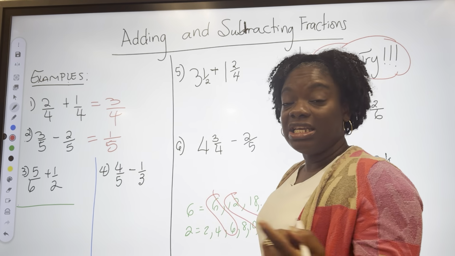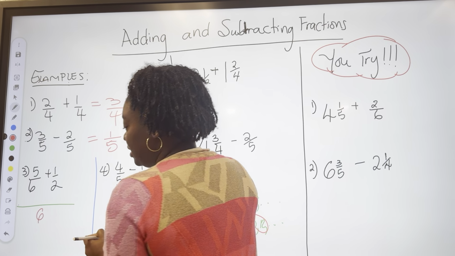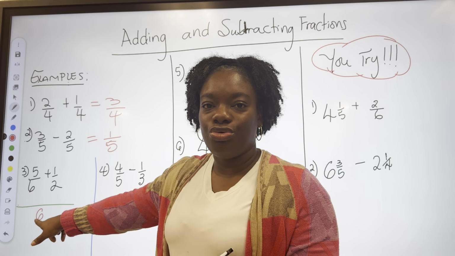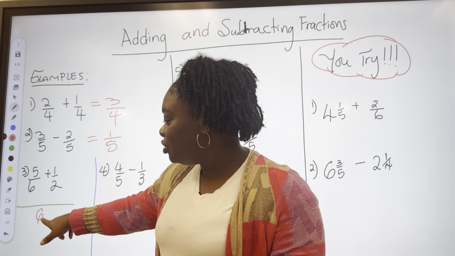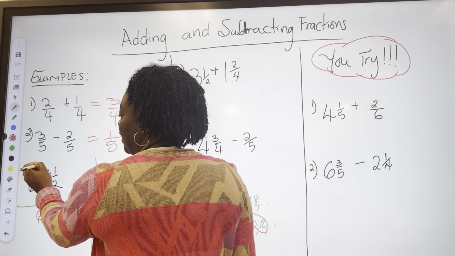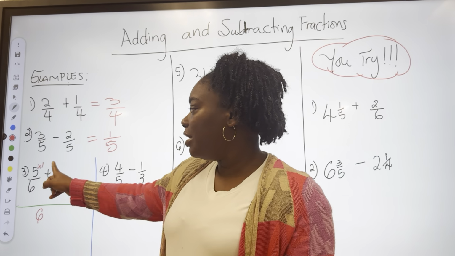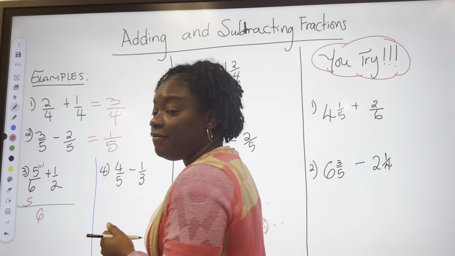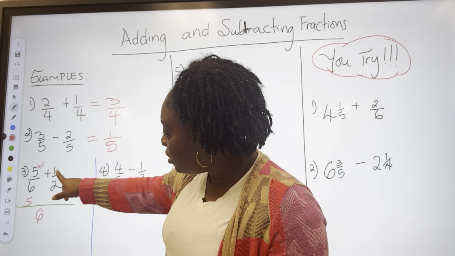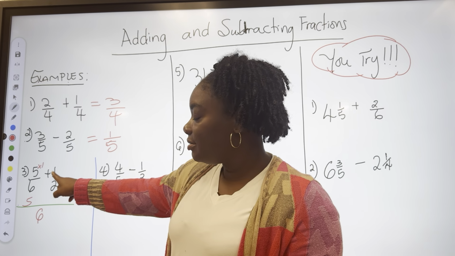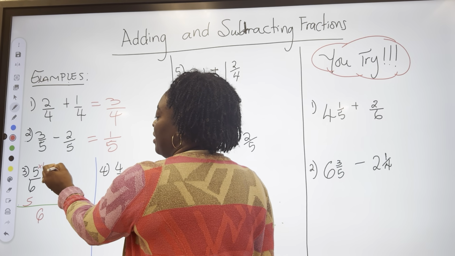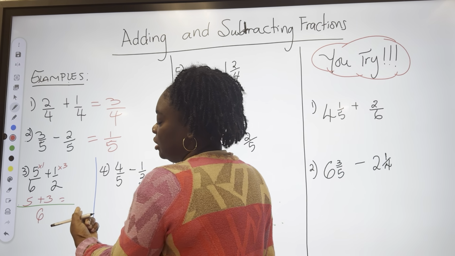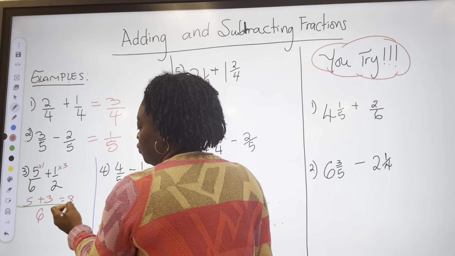So in this case I'm going to use my lowest, 6. My next step is to divide each denominator into the LCM. 6 into 6 goes 1 time, and then I multiply that 1 by my numerator: 1 times 5 is 5. Now 2 into 6 is 3 times, so I multiply that 3 by my numerator: 3 times 1 is 3, and that is equal to 8 over 6.